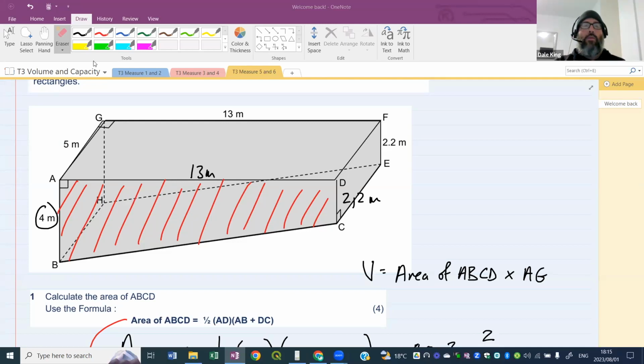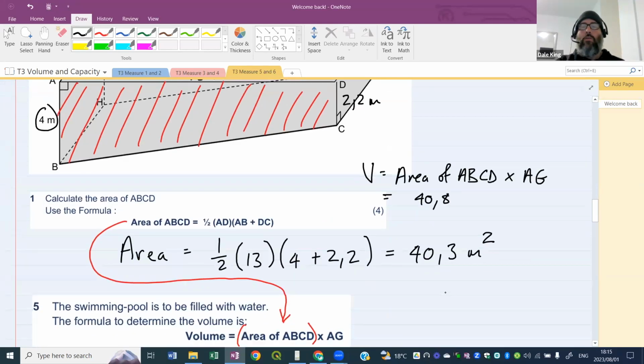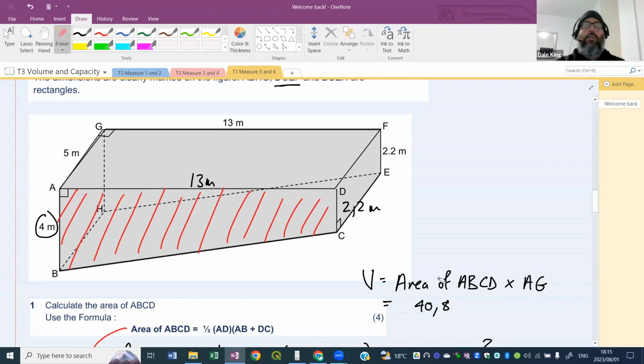All right, so we got people already putting the values in. Okay, so the area is 40,8 meters squared, or 40,3. Sorry, it's right there. 40,3 meters squared times AG. AG's got two letters, it is a line length. Here it is there.